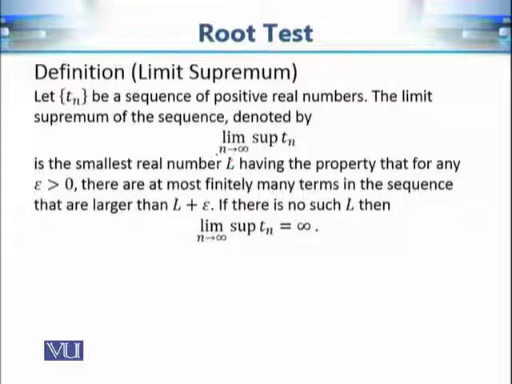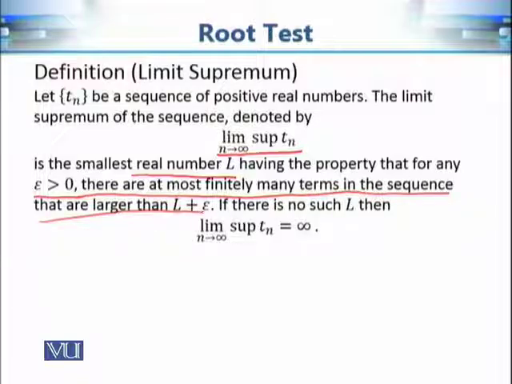numbers. It is denoted as lim sup as n approaches infinity of Tn, and it is equal to L if L is the smallest real number with the following property: for any epsilon there are at most finitely many terms in the sequence that are larger than L plus epsilon.